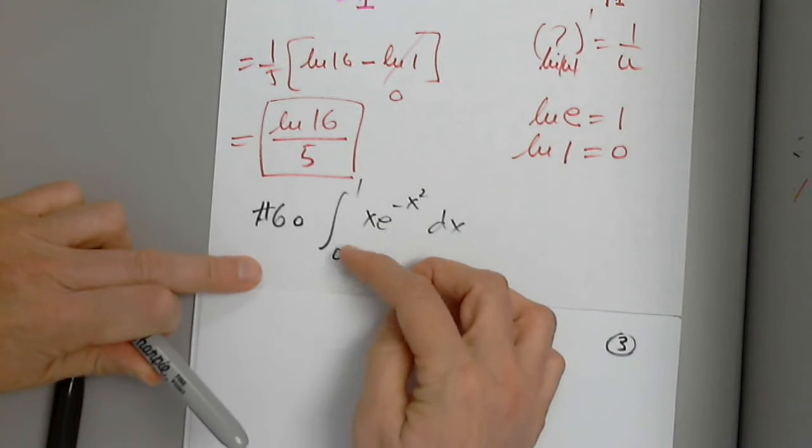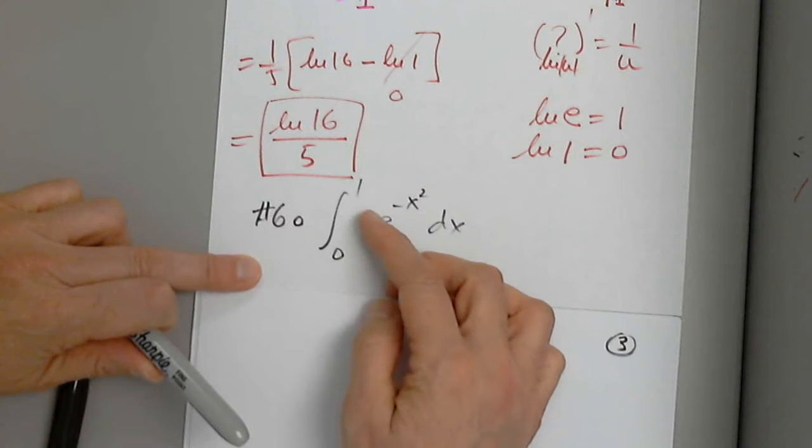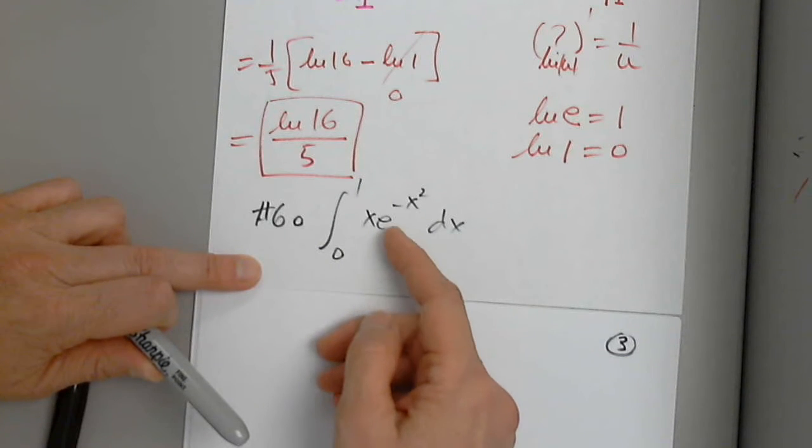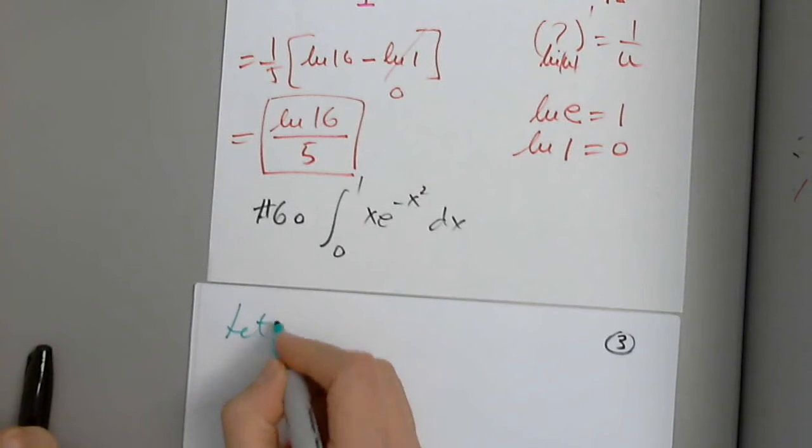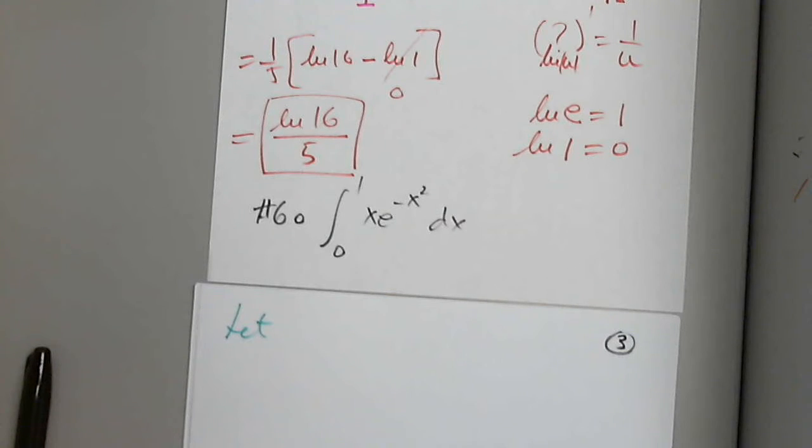Of course, I'm going to check whether the function is continuous between 0 and 1. That x is continuous between 0 and 1, e to the x is always continuous. So there is no problem here. So then I will say let y be.